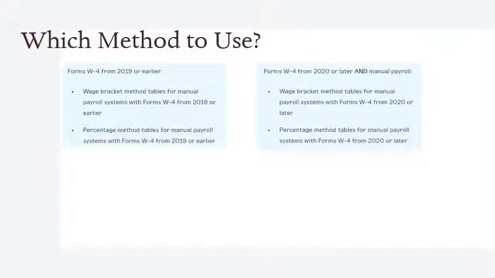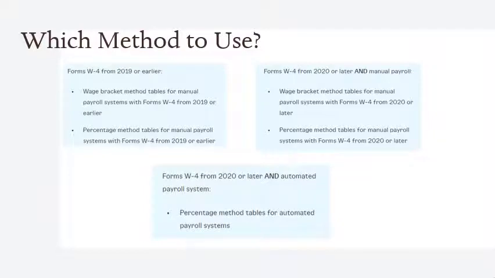So for Forms W-4 from 2020 or later and manual payroll, the same thing applies here as well. You can either use the wage bracket method or you can use the percentage method, but you do have the option of choosing the wage bracket method for a manual payroll. So if you have a Form W-4 from 2020 and you have an automated payroll system, then this means you must use the percentage method table.